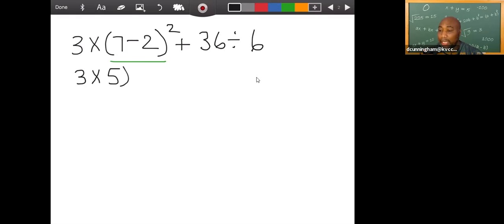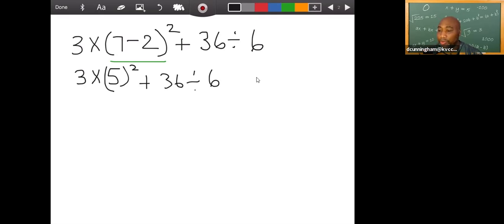And I'm going to leave that in parentheses and raise that to the second power, plus 36 divided by 6. Since there's no more parentheses, in some problems you may have more parentheses, I'm going to go to the next, which is our exponent. That's number 2. There is an exponent, which is the square. So we're going to do that next, the 5 square, if you see it.